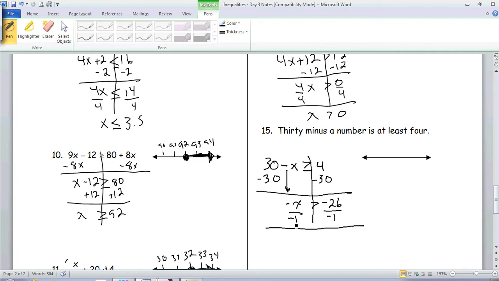Okay. We're dividing by a negative, so we need to change our sign. So it ends up x is less than or equal to 26. 26, 27, 28, 25, 24. It does have the equal sign, so when I put my circle on 26, I'm going to fill it in. The inequality points to the left, so I'm going to draw my arrow to the left.